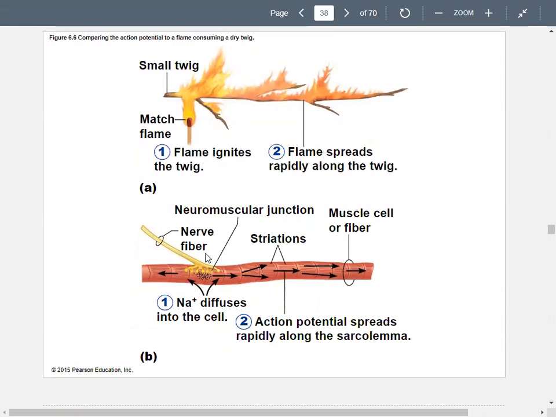This gives you an analogy comparing your action potential to a flame. If you burn this piece of the wood, it's going to spread, right? Same here. If you have an action potential here, it's going to spread along the muscle fiber.